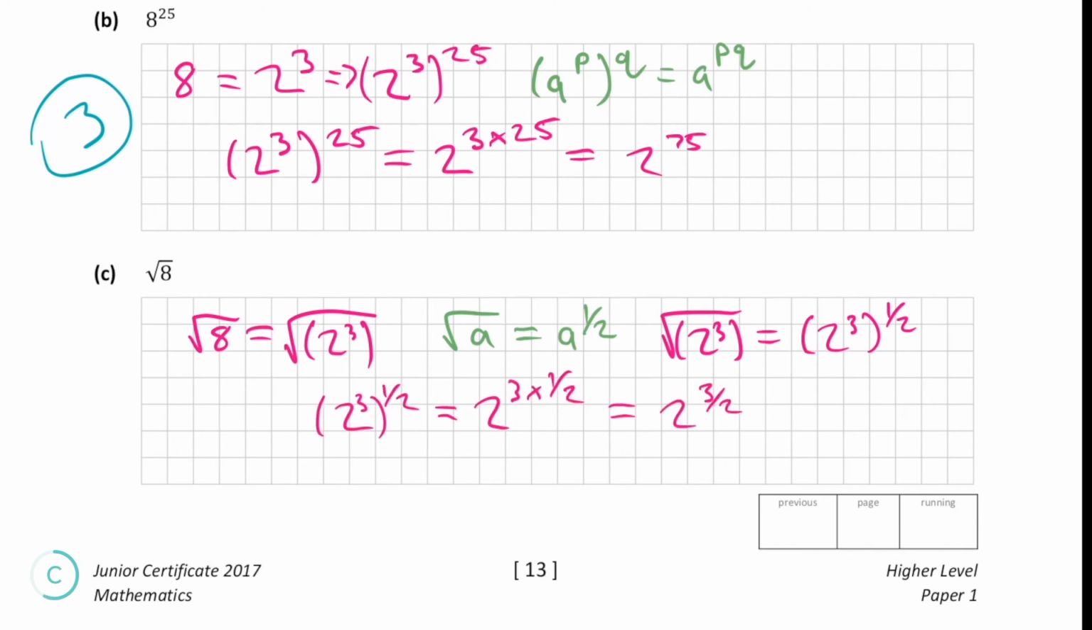Using the same logic we did in part B, we can multiply the 3 by a half, giving us 2 to the power of 3 halves. Since this can't be simplified any further, and technically our answer is in the form 2 to the power of n, where n is a rational number, this is our final answer. And so this is worth the last 2 marks for the question.